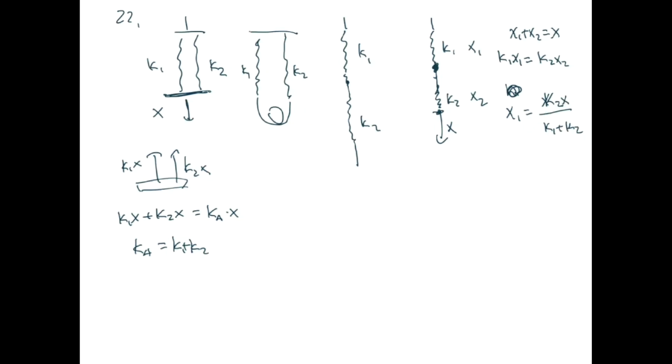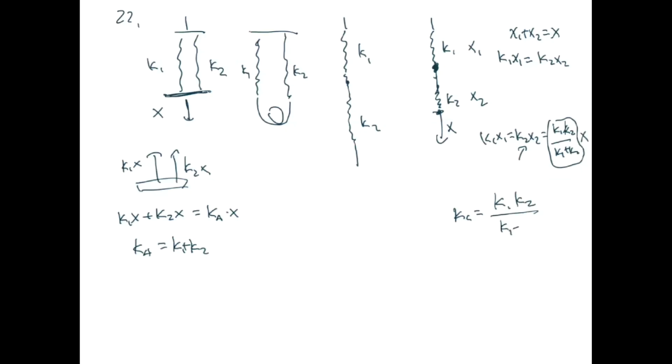I'll leave the solution of the equations as an exercise to the reader, but you will get that K1 x1 equals K2 x2 and equals K1 K2 over K1 plus K2 times x. And so this is our effective spring constant because this is equal to our spring force. And this is our total extension. So our effective spring constant in this case is K1 K2 over K1 plus K2.